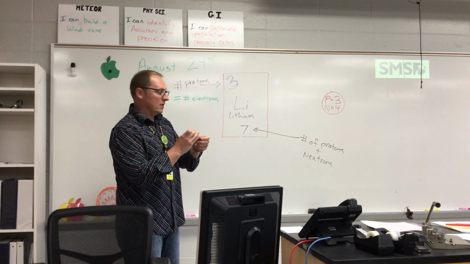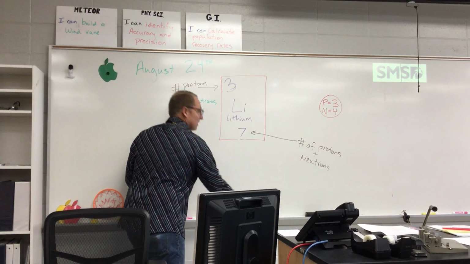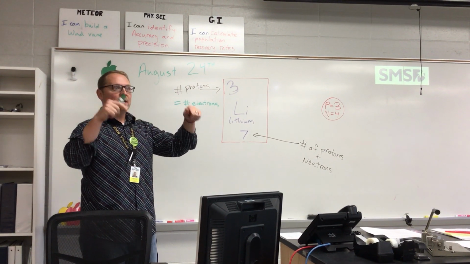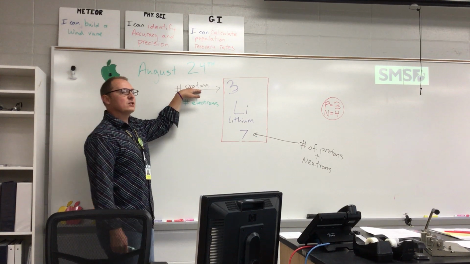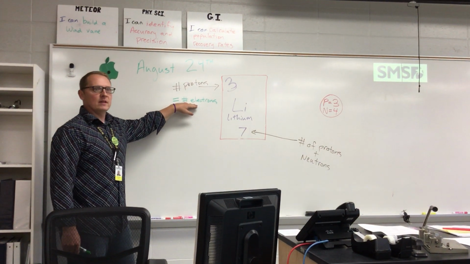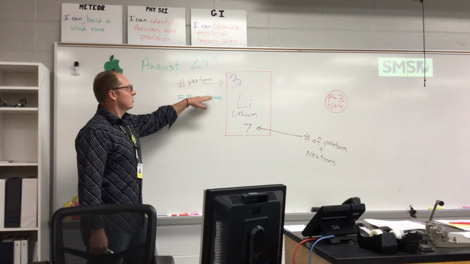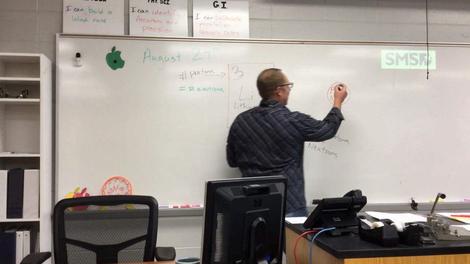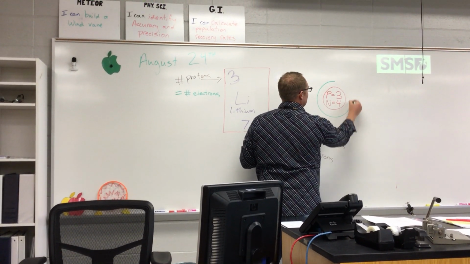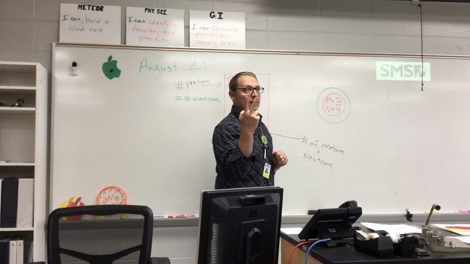Next, we have our electrons. For the purposes of right now, at this point in time, if you know the number of protons, please assume that it is equal to the number of electrons. Okay? So if there are 3 protons, we have to draw 3 electrons. How many can go on the first energy level? 2. Just 2. And then it's full.